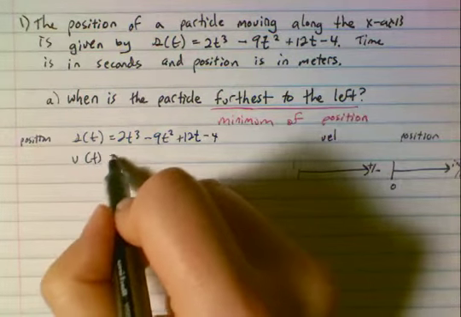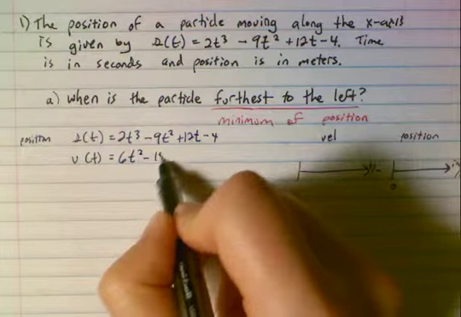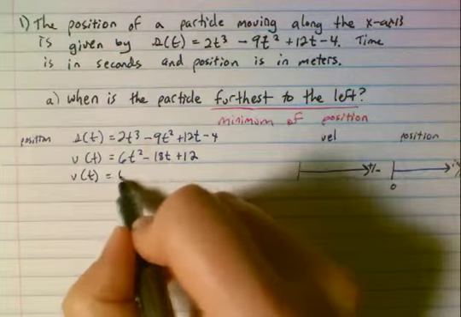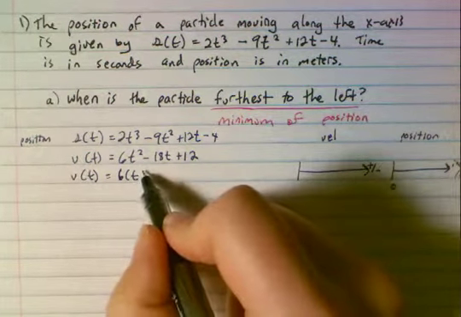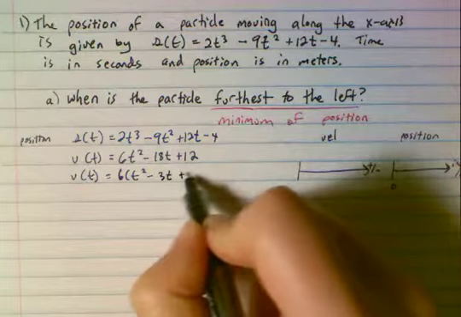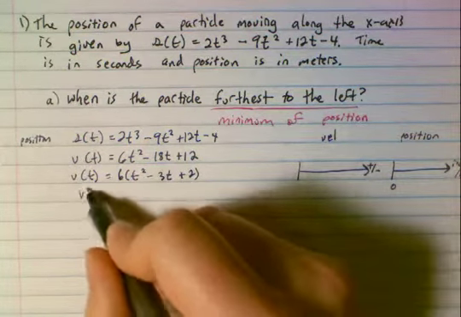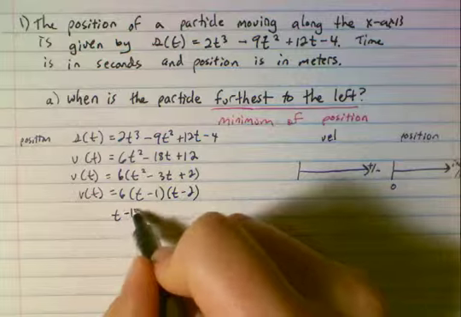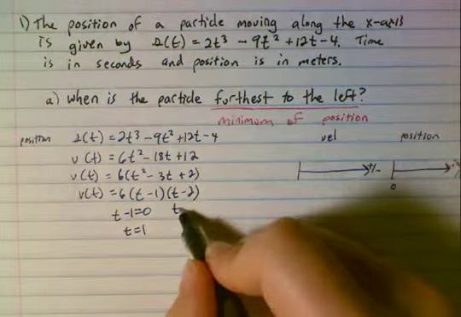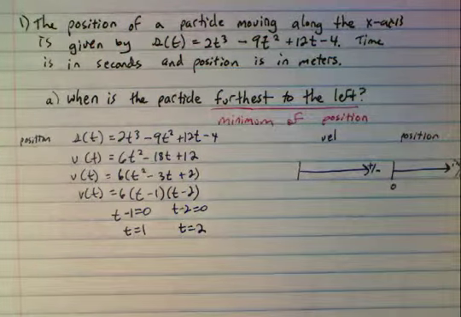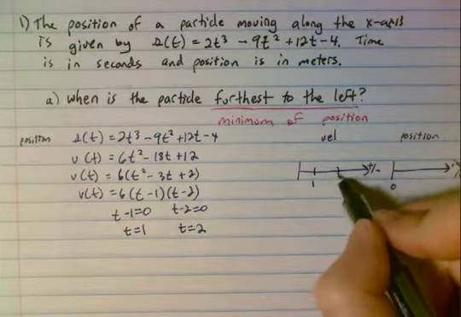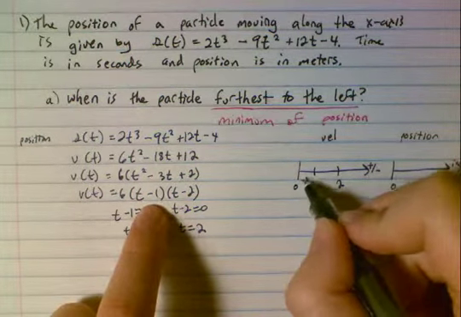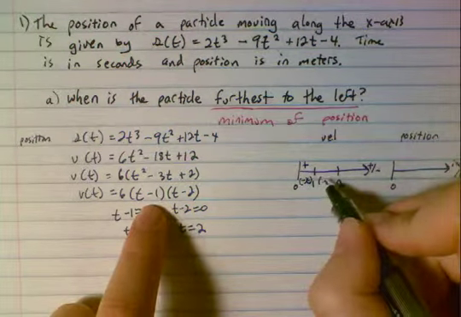Take the derivative to get velocity. Factor and find our zeros. See, between 0 and 1, these are both negative, so overall it's positive.